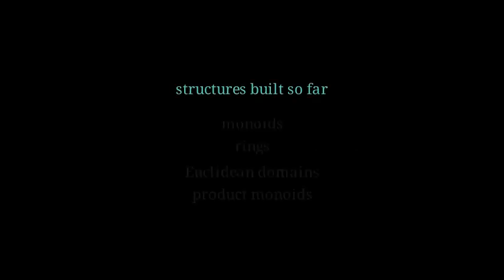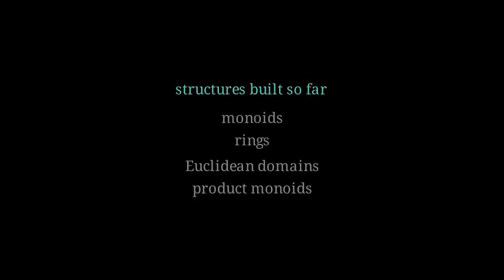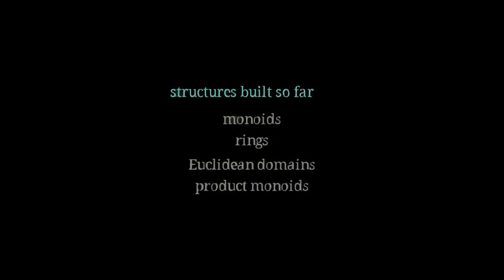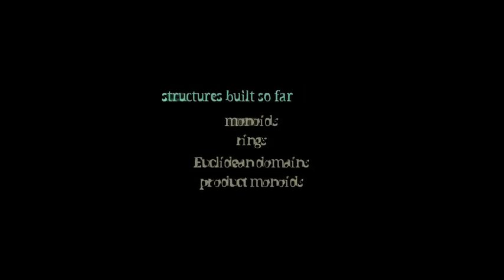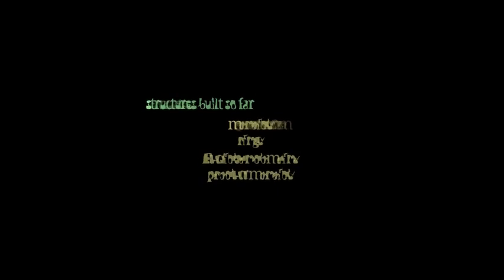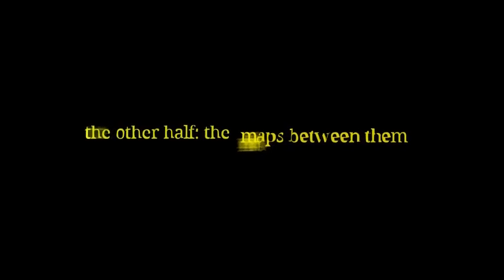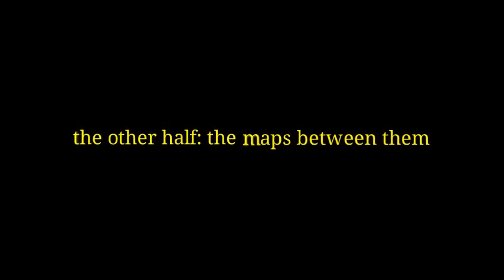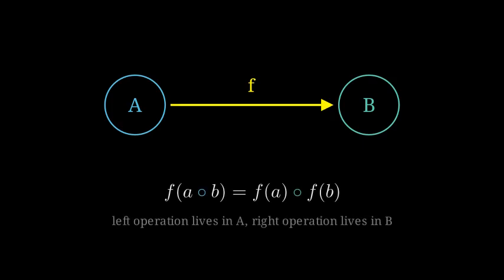So far this series has built up algebraic structures. Monoids in the peasant post, rings in the modular post, Euclidean domains for polynomials, product monoids for accumulators. But structures alone are only half the story. The other half is the maps between them, the functions that carry one structure into another while keeping its shape intact. Okay, but what actually connects one structure to another?